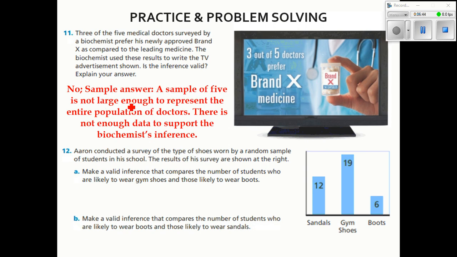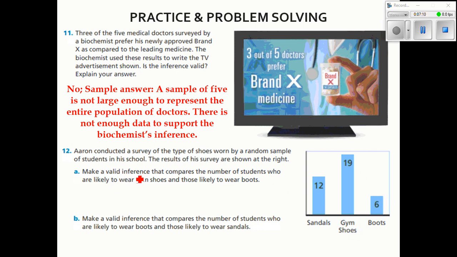A sample of 5 is not large enough to represent the entire population of doctors. There's not enough data to support the biochemist's inferences. Aaron conducted a survey of the type of shoes worn by a random sample of students in the school. The results of the survey are shown over here. 12 of the kids wore sandals, 19 of them wore gym shoes, and 6 wore boots.